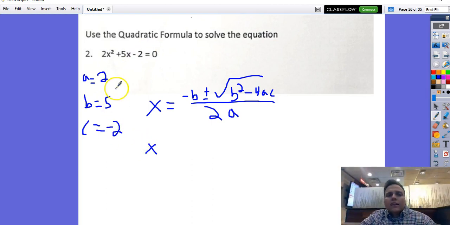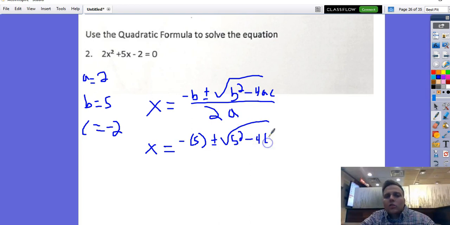Okay, so now I take this a, b, and c and I plug them in. So x is equal to negative 5 plus or minus the square root of 5 squared minus 4 times a, which is 2, times c, which is negative 2, all divided by 2 times a, which is 2.